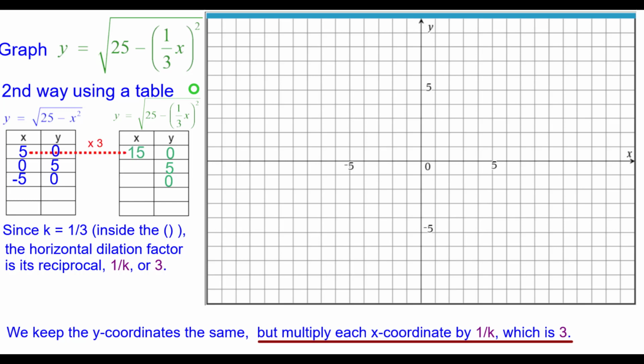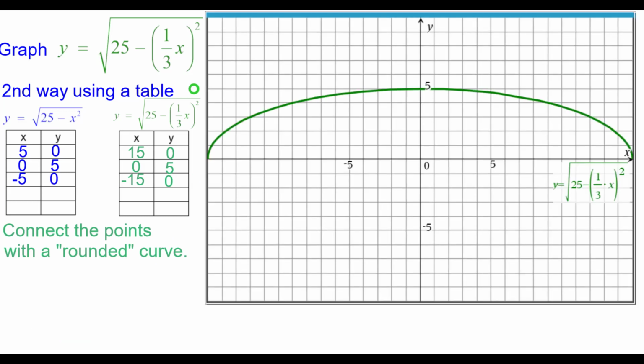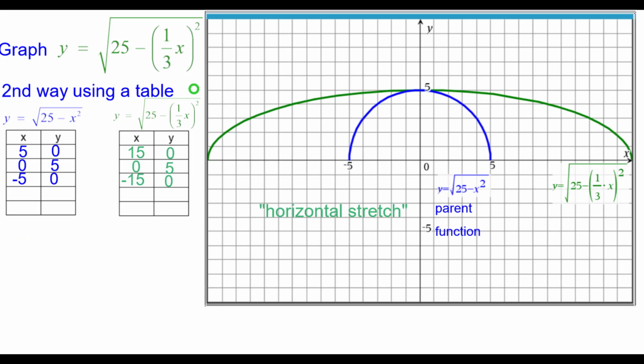So 5 times 3 is 15, and we plot 15, 0. 0 times 3 is 0, so 0, 5. And negative 5 times 3, negative 15, 0. Those are enough points to get our curve, so we'll connect that with a rounded curve and compare that to the parent function and see, again, from blue to green, it's a horizontal stretch.